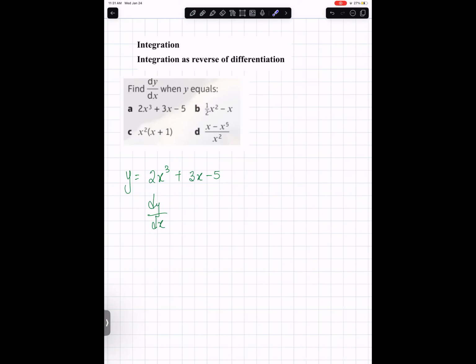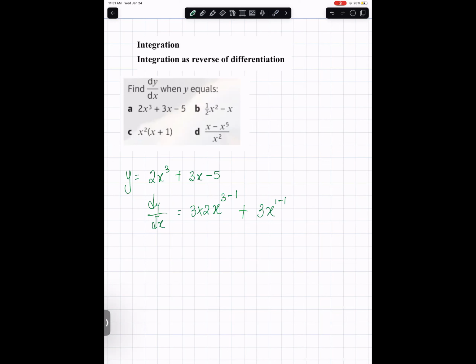So differentiating this now, I will have 3 multiplied by 2. Then I'll have x to the power 3 minus 1. So I've differentiated the first term. Then I move to the next one, which is 3x. On top of this x, there's a 1 which we don't write. So it's going to be 3x times what? 1. So 3 times 1, then I will have x to the power 1 minus 1.